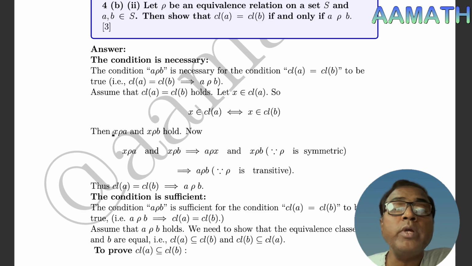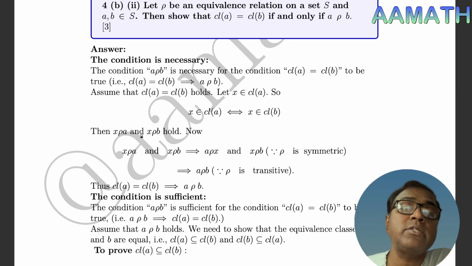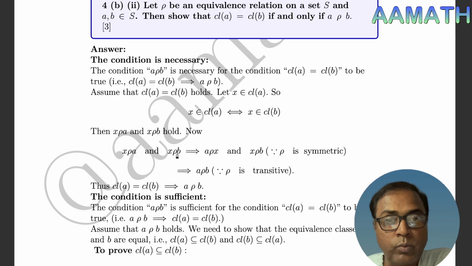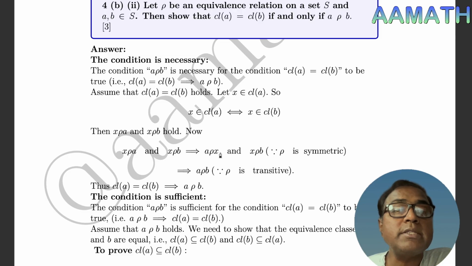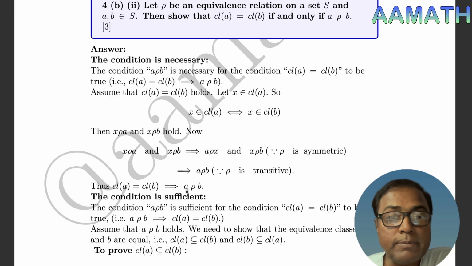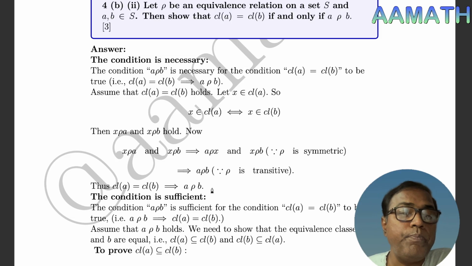x ρ A holds because x belongs to class A, and x ρ B also holds because x belongs to class B. Then x ρ A and x ρ B implies A ρ x, because ρ is symmetric, being an equivalence relation. So A ρ x holds, and x ρ B. So A ρ x and x ρ B implies A ρ B, because ρ is a transitive relation. Thus class A equal to class B implies A ρ B.